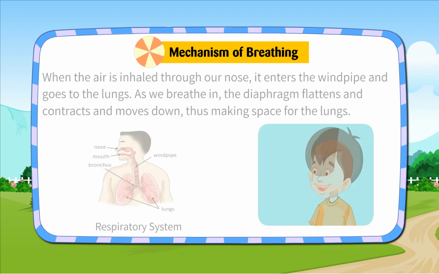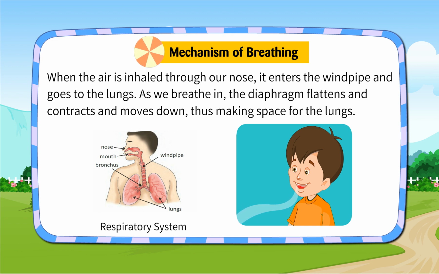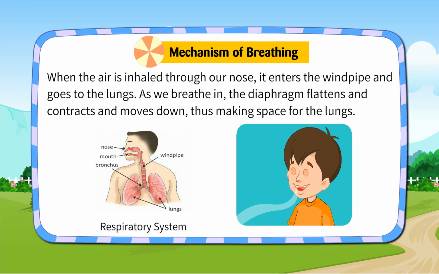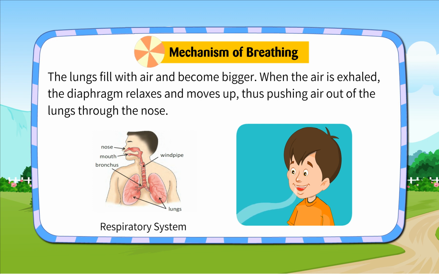Mechanism of breathing. When the air is inhaled through our nose, it enters the windpipe and goes to the lungs. As we breathe in, the diaphragm flattens and contracts and moves down, thus making space for the lungs. The lungs fill with air and become bigger.